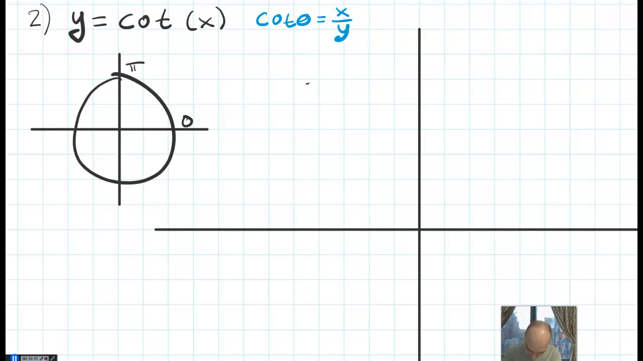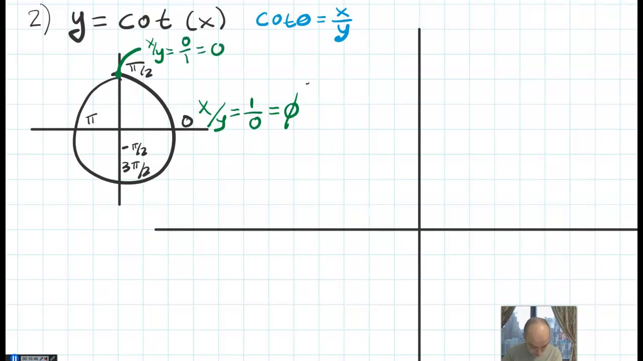So our radians were 0, pi over 2, pi, 3 pi over 2, which we also call negative pi over 2. And then we'll do the coordinates, x over y. So x over y at 0 is 1 over 0, which is undefined. X over y at pi over 2 is 0 over 1, or 0. This is going to be negative 1 over 0, or undefined. Down here, we're going to be at 0 over negative 1, which is just 0.